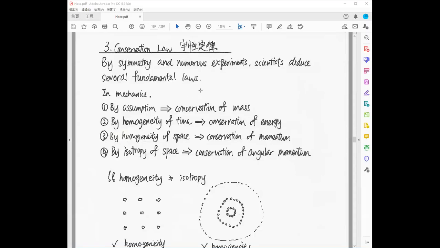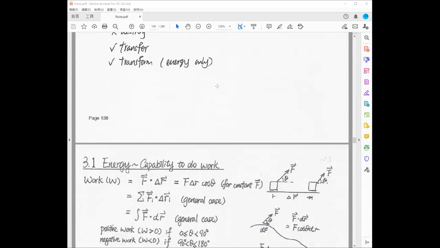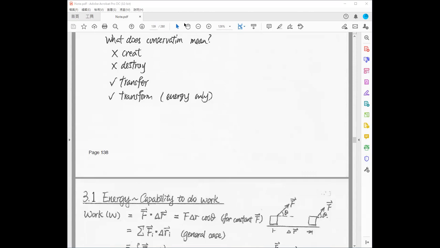So for conservation law, this is just some difficult stuff. Okay, just give it. So what does the conservation mean? Energy can be transferred from one object to another object or transformed, from one form of energy to another form of energy.